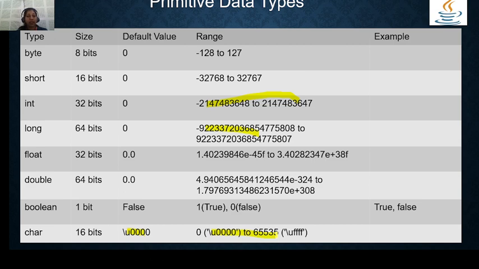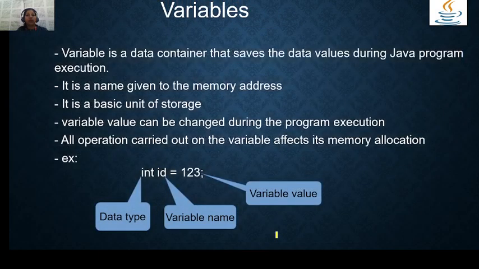So character is A, B, C, capital A, small a. So this is the character. So variables. Now we will see variables. So variables, you have data type. Okay. So how you are going to store the data type? So you need a variable.